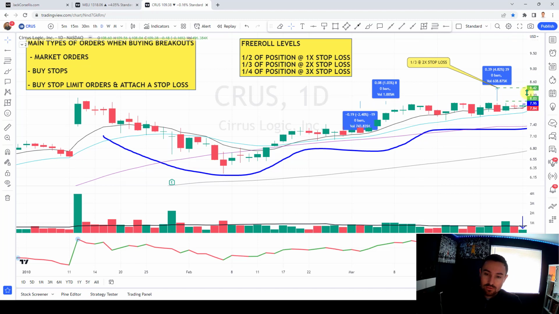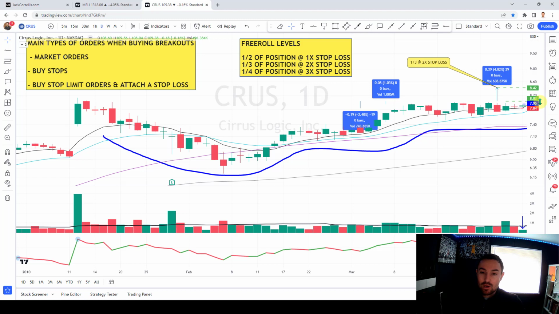So then those shares there, I'm going to be looking to free roll by selling 1/3 at $8.42, and my stop loss is going to be at $7.84. That's the worst case scenario. Obviously, I may get filled a little bit lower, somewhere between $7.95 and $8.03. So maybe I get filled at $7.99 or $8.01. So again, I will have those levels in my head, those kind of levels I need to be free rolling.